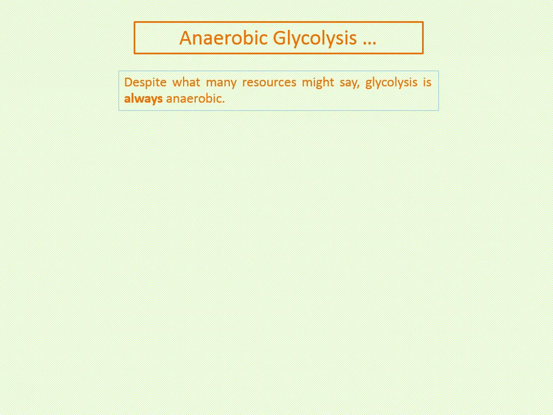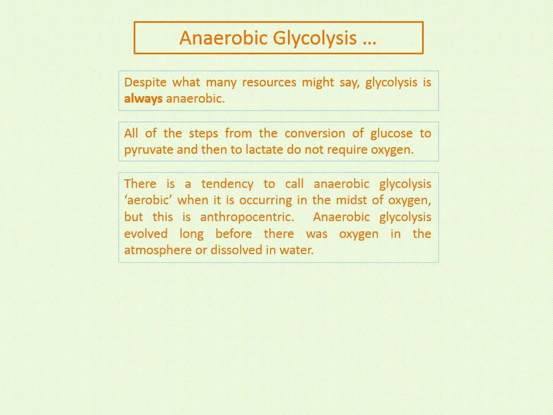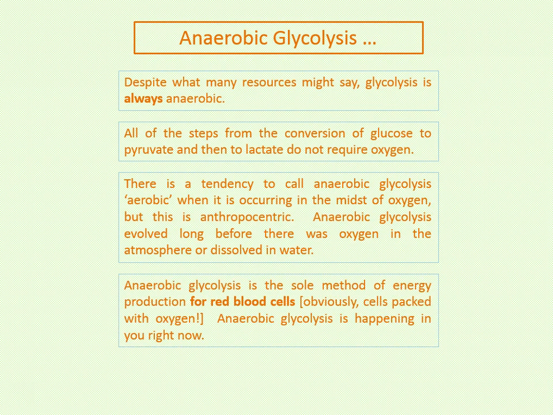Glycolysis is always anaerobic. Glycolysis was going on for many, many, many millions of years on planet Earth before there was any such thing as oxygen as a terminal electron acceptor. Every single enzyme, from the conversion of glucose to pyruvate, does not require oxygen. Glycolysis is always anaerobic. So there's this tendency to call glycolysis aerobic when it's in the midst of oxygen, but this is highly anthropocentric. Glycolysis is an ancient evolutionary pathway.